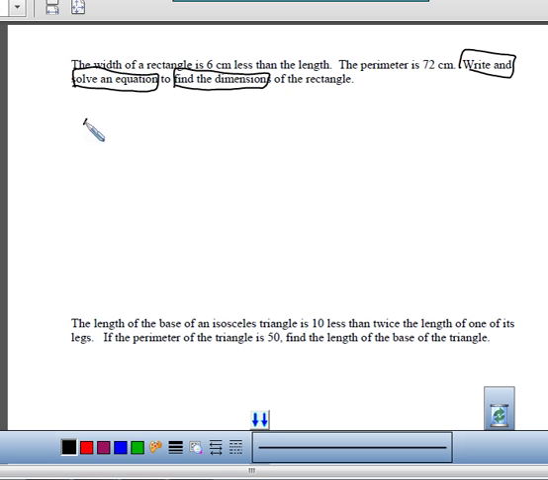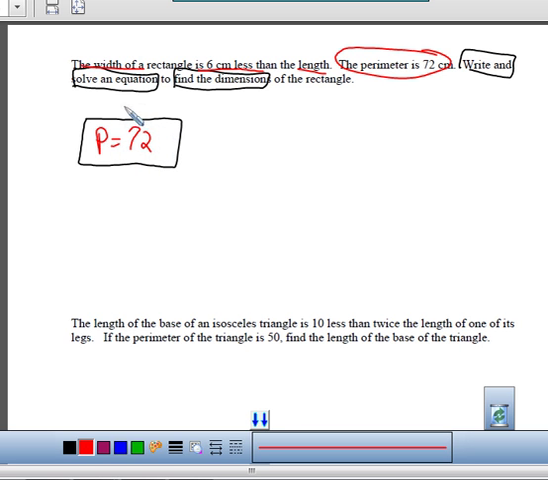So draw a picture of a rectangle. No, it does not need to be a perfect rectangle, although some of you will make it perfect. All right, so then we also know that the width of the rectangle is 6 centimeters less than the length. We know the perimeter is 72 centimeters. So P equals 72.